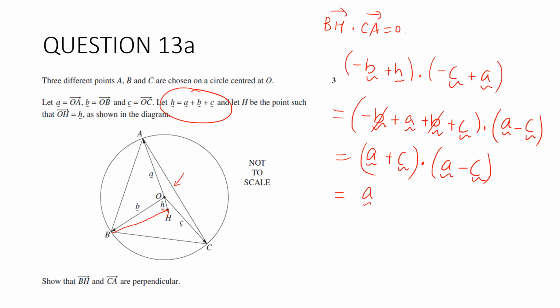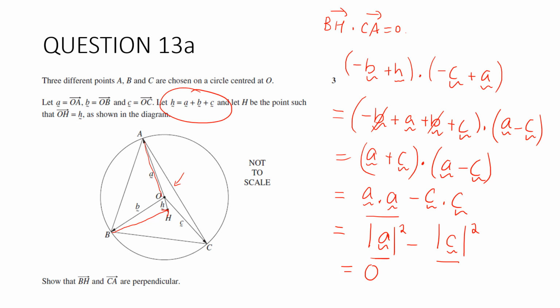So this is a dot a minus c dot c. Now this of course is exactly the same as the magnitude of a all squared minus the magnitude of c all squared. And this is going to be equal to 0 providing the magnitude of a is equal to the magnitude of c. And it is, isn't it? Because they're radiuses or radii of the same circle. So we've proven it.